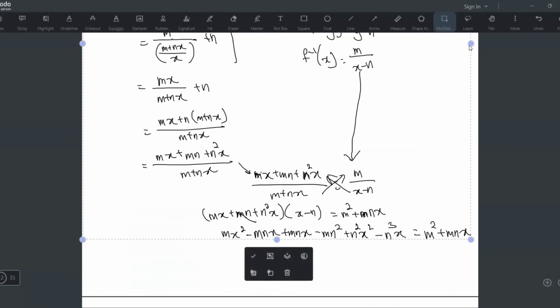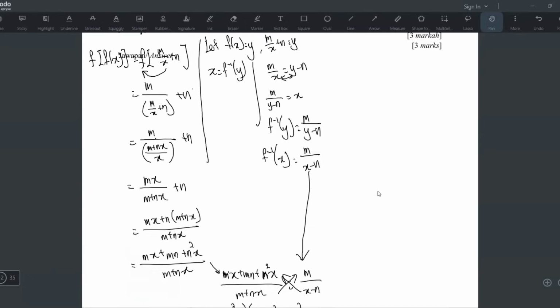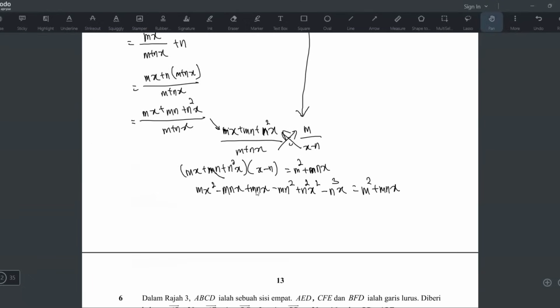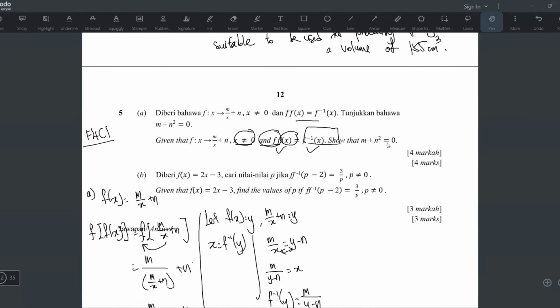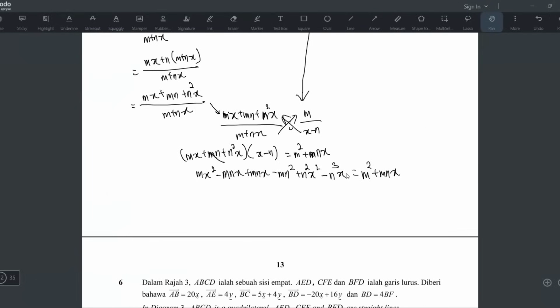Okay, the soalan want us to show that what? Show that m plus n square equals 0, right? But the x kacau. Yeah, because the soalan says show that m plus n square equals 0. So, ada tak apa-apa cara untuk hilangkan x ni? Can I divide everything by x? Tak guna juga. Sebab kalau you bahagi everything by x, x ni tak hilang pun sebenarnya. Because you can see this one, when you bahagi x, yeah, the x is still there.